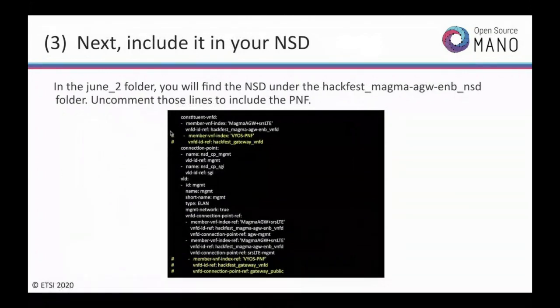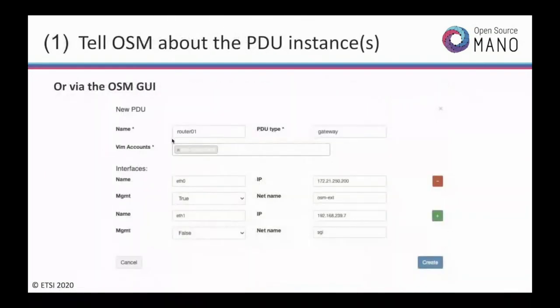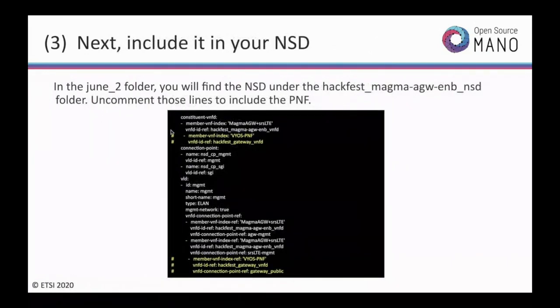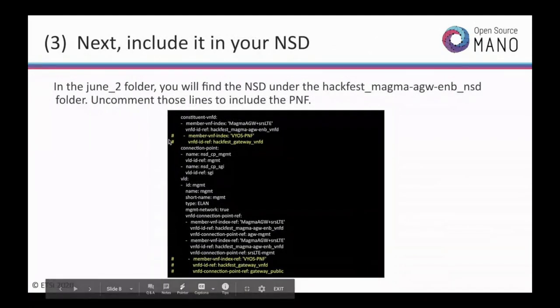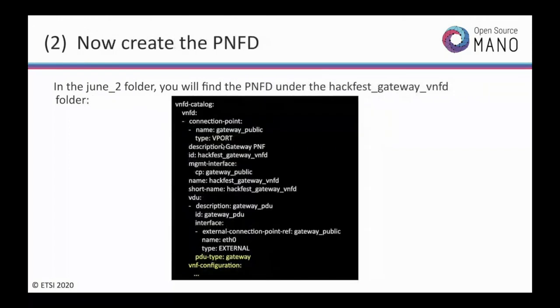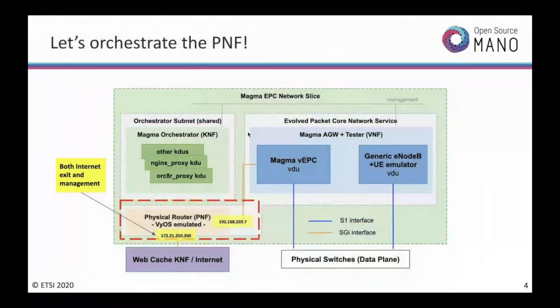So the second thing you need to do, or the third one, first is create a PDU, next explore this file here, get familiar with this, and then go to the network service and uncomment these lines here that are adding the PNF to our network service. So now our network service of the packet core is not going to be just the VDUs of access gateway and emulator. It's going to add a PNF. So we have two network functions now in our network service. It's growing. It's just that one of the network functions is a physical network function.